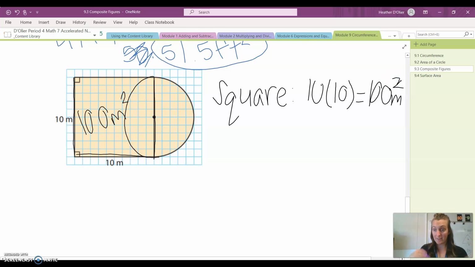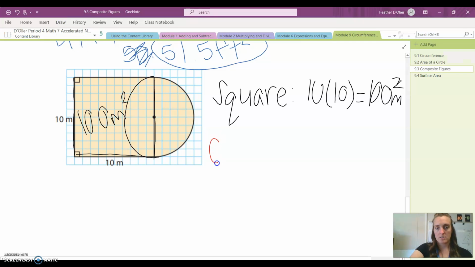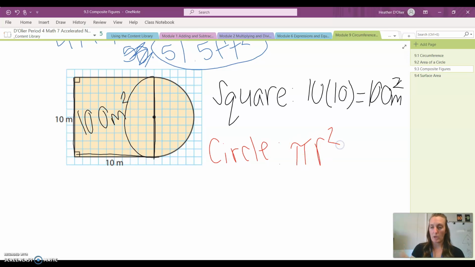Now I need the half circle. I'm going to treat it as a full circle first and then deal with the fact that it's only a half. Okay, and I'll put a different color so we can differentiate. So I've got the circle. My formula for a circle, and you can always go back to your notes, I know these, so I'm not going to scroll up and down, is pi times radius squared. Pi times radius times radius.